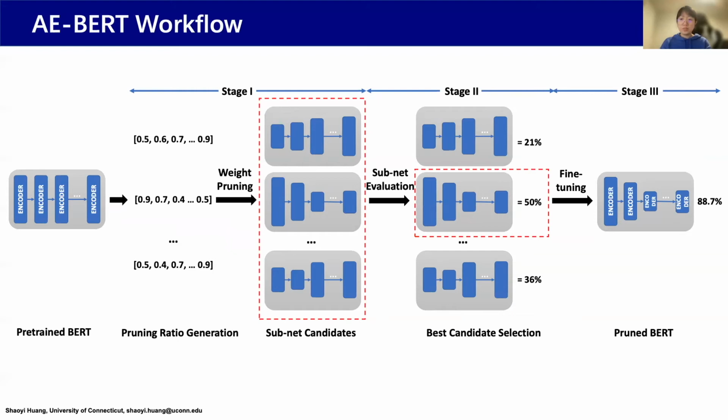In stage 2, we evaluate the candidates on the training set, and the one with the highest subnet evaluation value will be the final best candidate after all the iterations. In the final stage, we fine-tune the best candidate from the former stage and obtain the final good subnetwork.